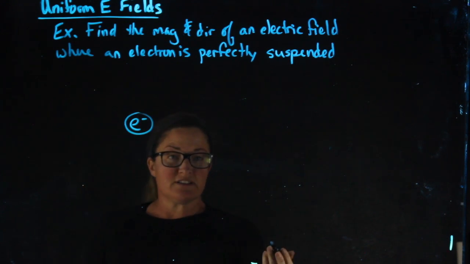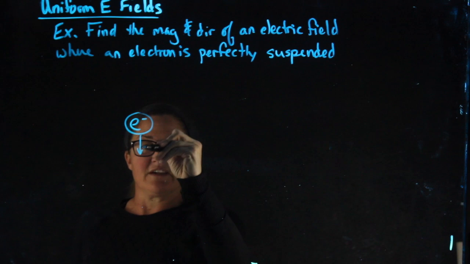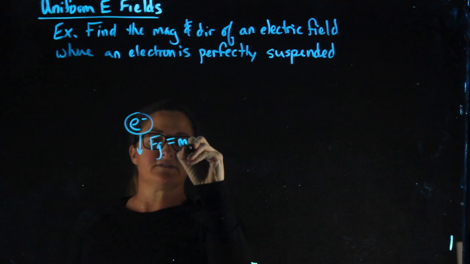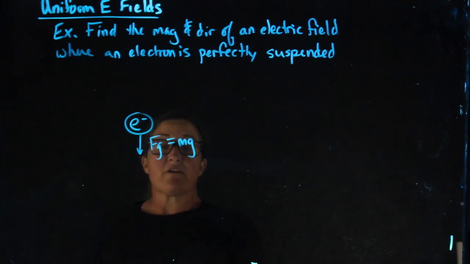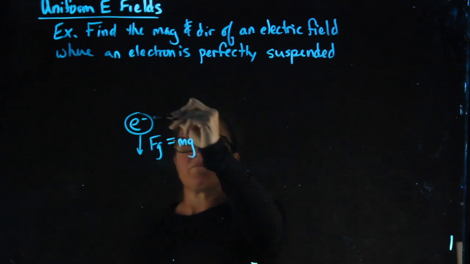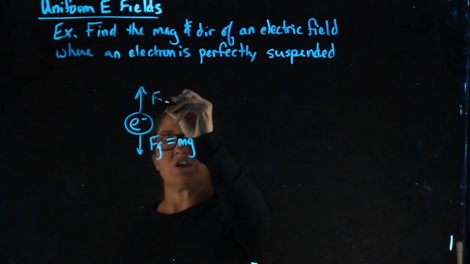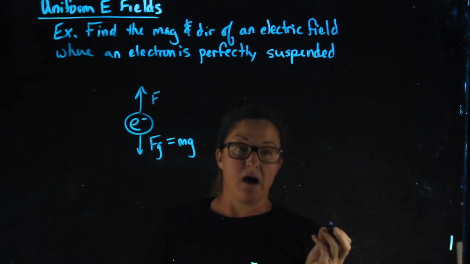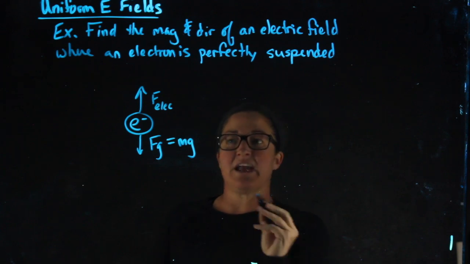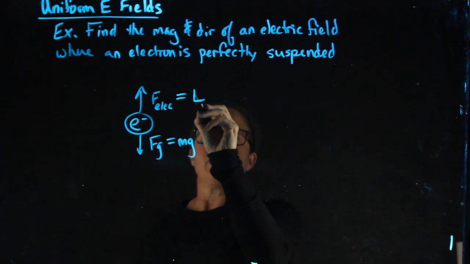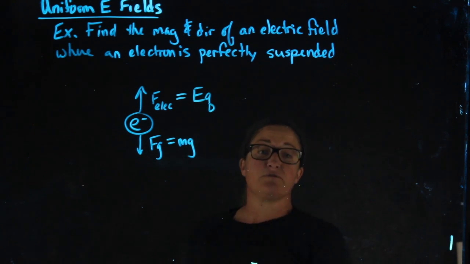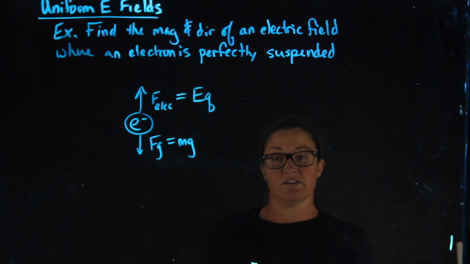So when I say perfectly suspended, there's a downward force on this. Gravity is acting downward. The force of gravity, which we all know equals mg. However, there's some force countering this, which allows it to stay suspended. So I know the direction of the electrical force must be upward in order to balance it out. And we've learned that the electrical force equals EQ. These two forces are going to be equal to each other for this to be perfectly suspended.